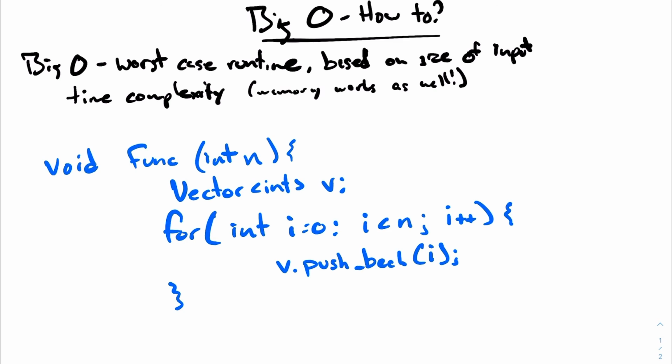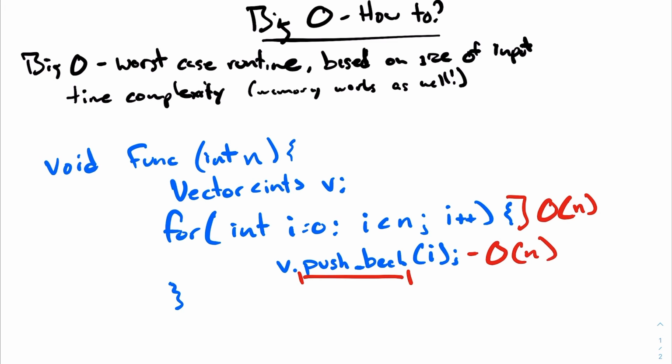Well, let's break it down line by line. First, what's this one? This one we know is big O of n, right? It's linear. What's this one? Well, it's only one line of code, so it's constant time? No. You're calling a function here, pushback. It's whatever the worst case runtime of this function is. In this case, the pushback function on a vector is actually big O of n. That's the worst case runtime of this thing. It's linear.